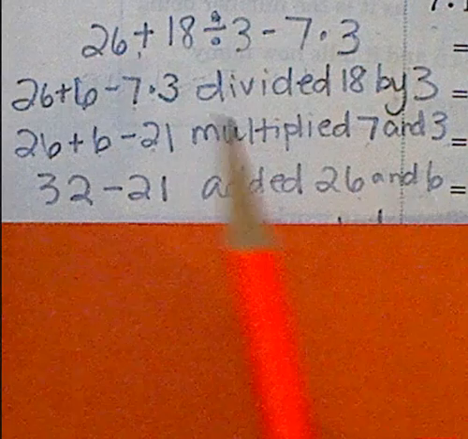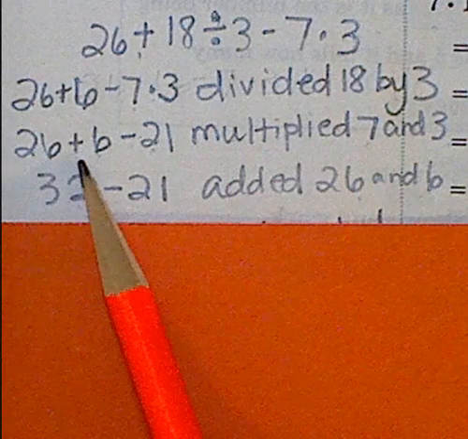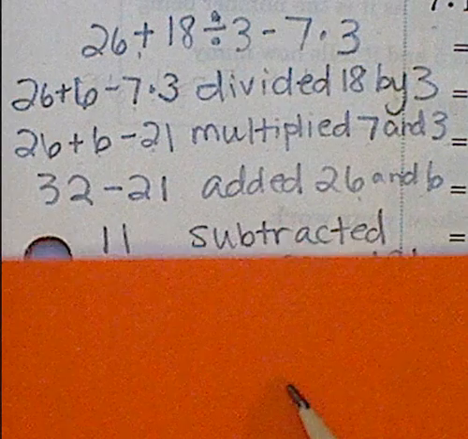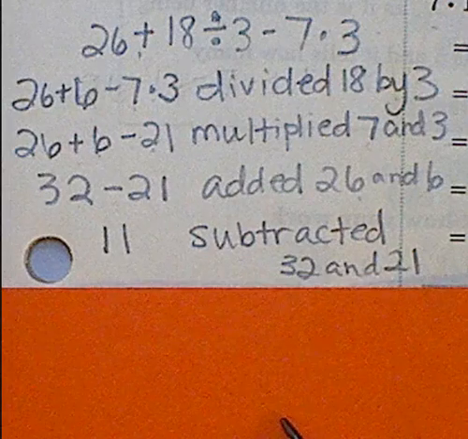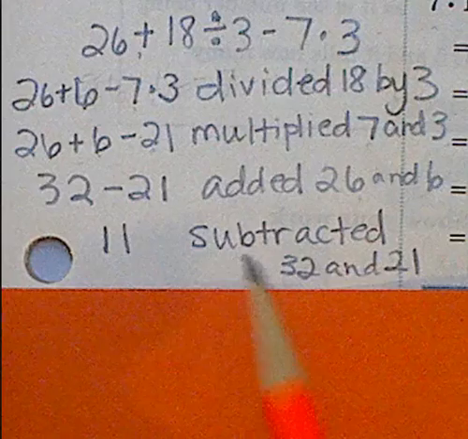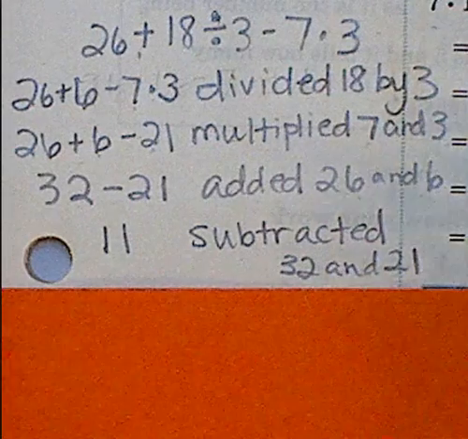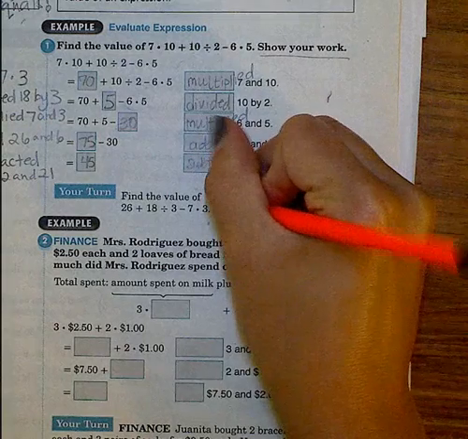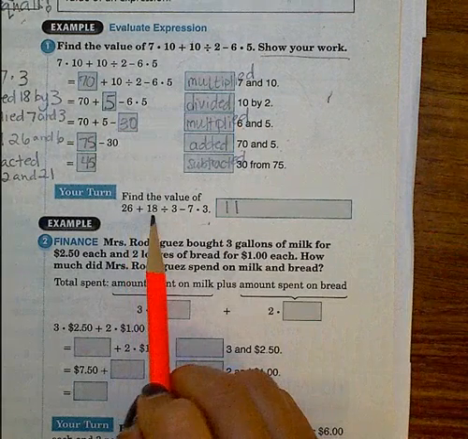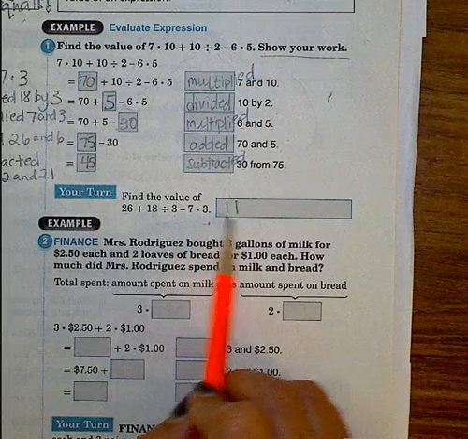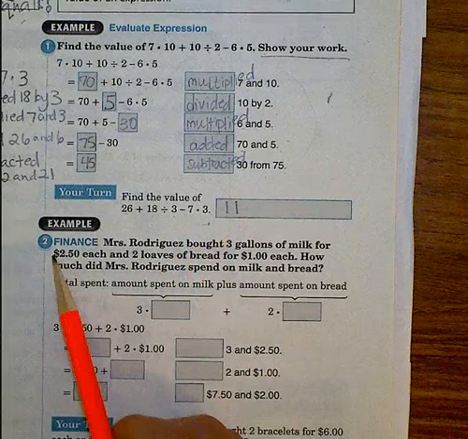We are out of multiplication and division, so we move straight to addition and subtraction. Our final step and our final answer is 11, because our final step is that we needed to subtract 32 and 21. Okay, so we rewrite 11 over here. The value of 26 plus 18 divided by 3 minus 7 times 3 is 11. Let's move on to example number 2.